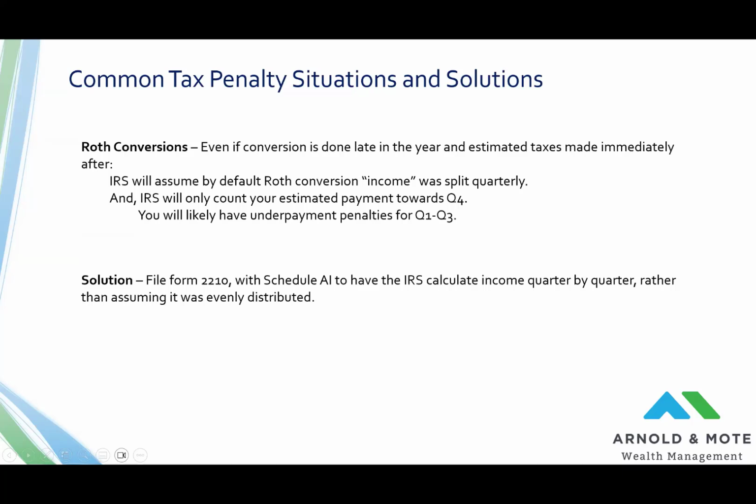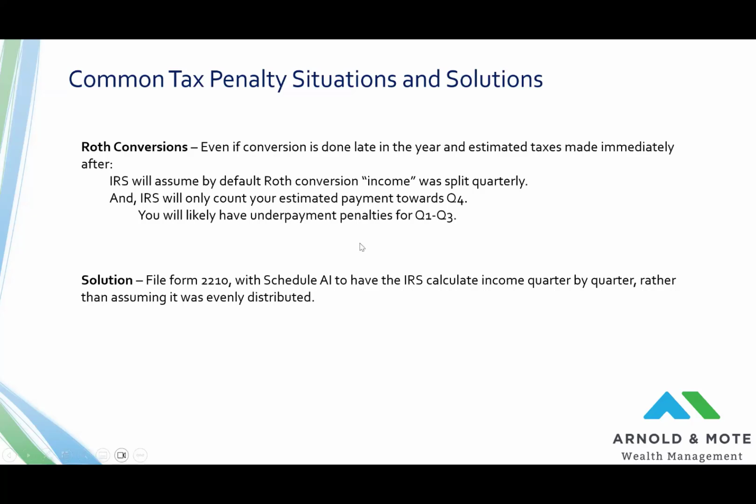There is a solution to some of these common problems, and that is a special tax form that you can fill out. It's Form 2210 and a specific schedule on there where you can show the IRS how your income varied quarter by quarter.